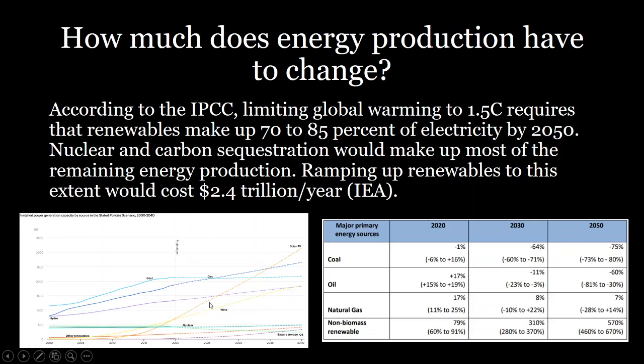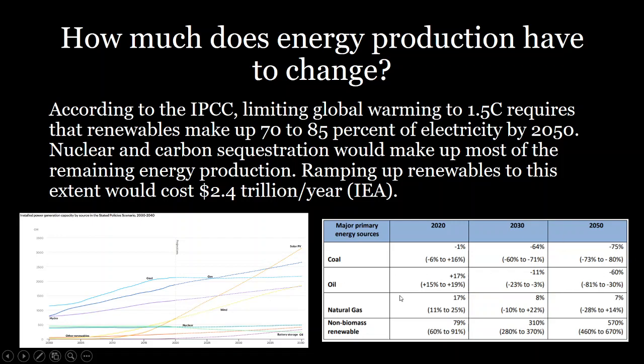And we can see here that in order to meet these goals, we would have to continue this trend of increase in solar power production until it's significantly higher than current coal and natural gas production, as well as continue increasing the amount of wind energy that we're producing, and slight increases in hydropower as well.